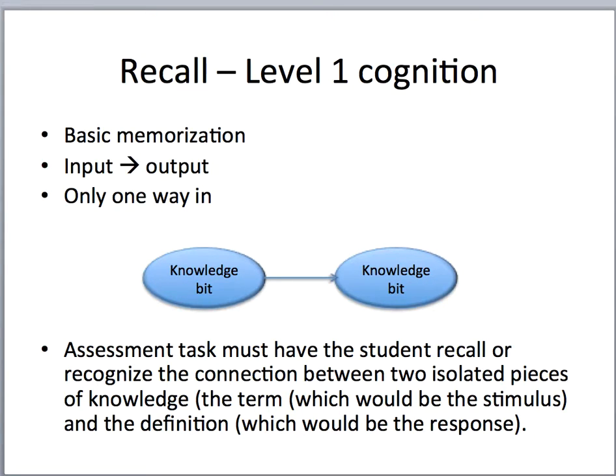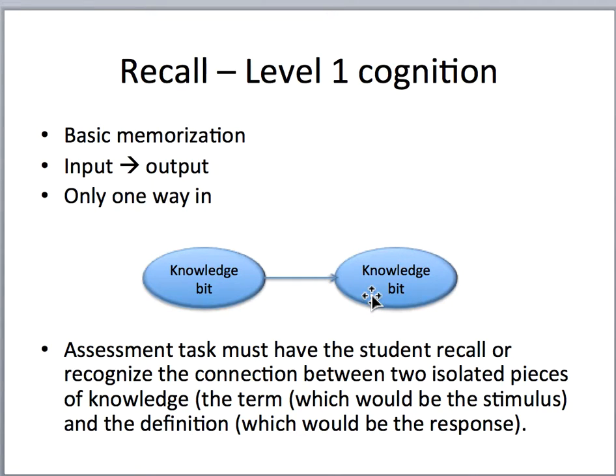When we think of recall, we're going to call this level 1 cognition, or the most basic form of thinking. And it really is just an input output, only one way into that bit of knowledge. So if I know what to say in a given situation based on something I've learned or memorized, I can say it when I get that input, but I can't really get at that knowledge any other way. It's like if I have my knowledge bit and another knowledge bit, we could call this a term and a definition, right? Even just a label and an item.